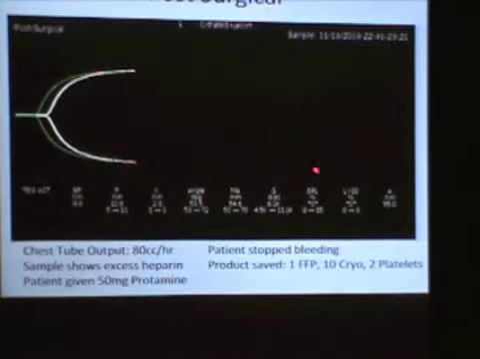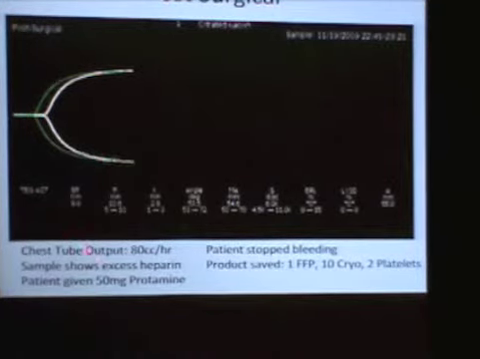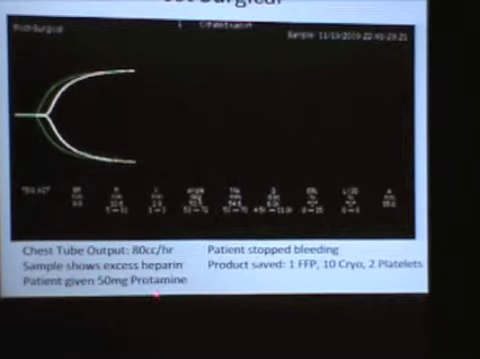Next slide. Post-surgical in the ICU, we run 2 samples. The green is the heparinase, the white is the plain cup. And what you're seeing is a little bit of excess heparin here. Patient was bleeding 80 an hour. So they gave 50 more protamine. Patient stopped bleeding. So we only gave the patient 1 FFP, DDAVP, and protamine. Stop bleeding, so we saved 1 FFP, 2 prior to that.